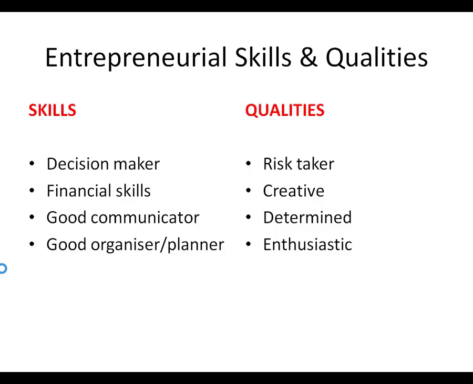So we have here skills and qualities that we need to know for Nat 5. There are far more on this list, but I thought I would just pick some of the easiest ones to remember. So for the skills, which are things that they can learn, entrepreneurs have to be decision makers. They've got to make choices. They've got to have financial literacy. They have to know about break-even, costs and profits.